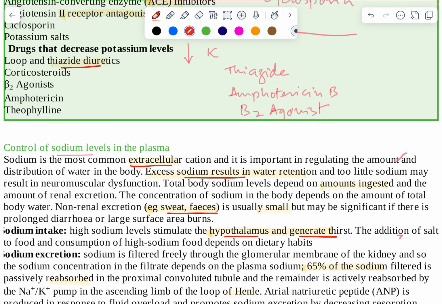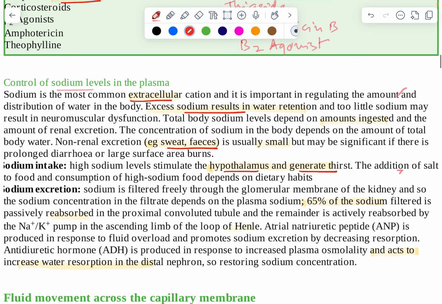Addition of salt to the food; consumption of high sodium foods depends on dietary habits. Sodium excretion: sodium is filtered freely through the glomerular filtration of the kidney, so the filtered load depends on plasma sodium. 65% of the filtered sodium is passively reabsorbed in the proximal convoluted tubule.